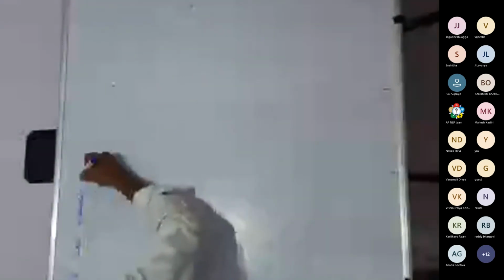Is it clear? So next one, very, very important thing. If the perimeters are equal, next concept. If the perimeters are equal, areas order. This is very, very important.